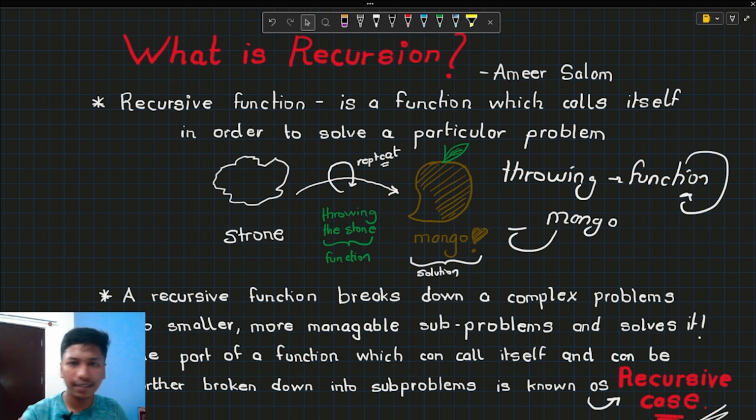Let us suppose there is a mango hanging on top of the tree, and in order to get that mango you have to throw a stone. Now I'll consider throwing the stone to be a function and getting the mango to be the desired solution. Until I hit the mango, I'll keep on aiming at the mango and I'll keep on throwing the stone repeatedly. I'll keep on calling the function, throw the stone, until I get the mango or until I get the solution. So this is a very basic example of a recursive function. I hope now you have a very basic understanding of what is a recursive function.